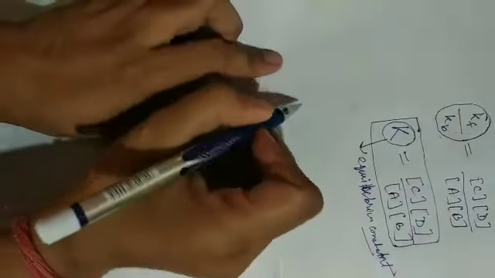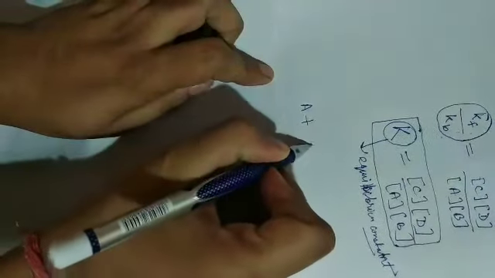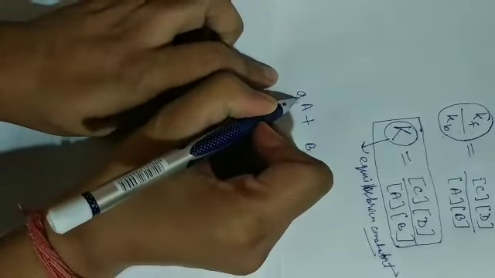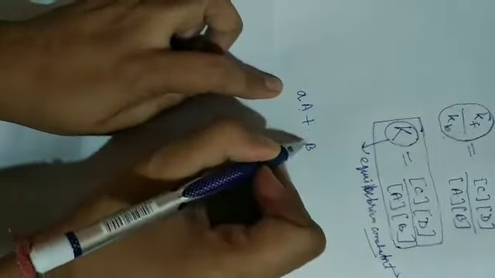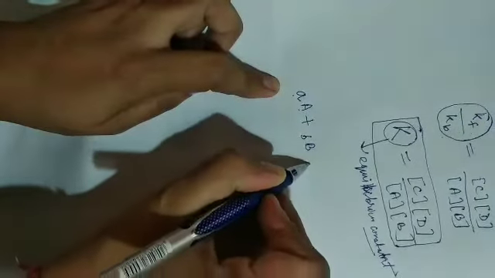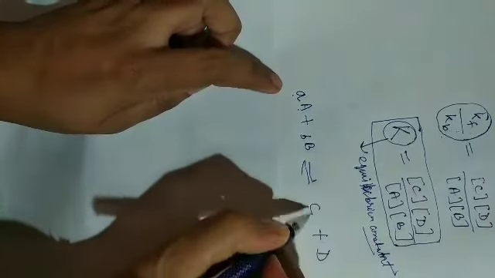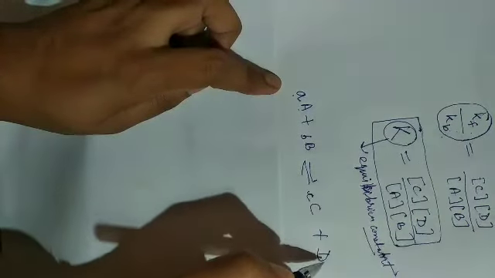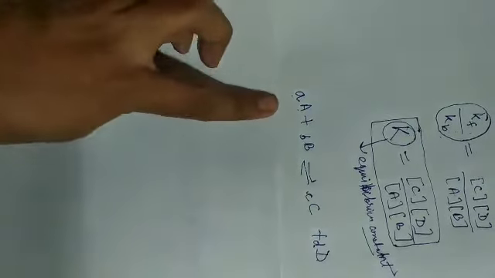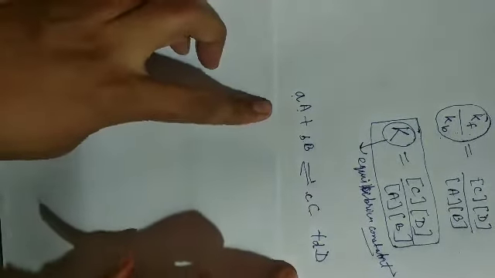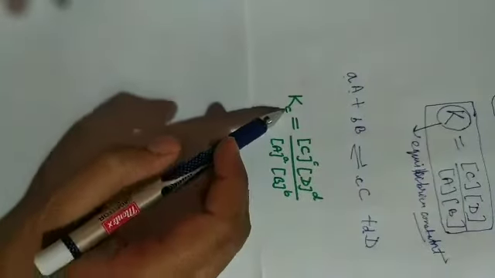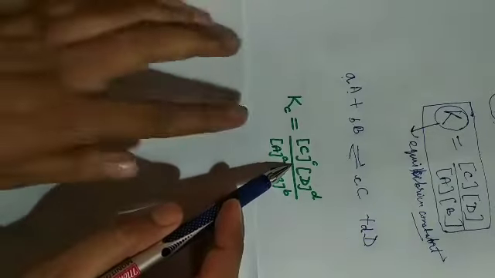And suppose we have a reaction with the reactants A and B having some stoichiometric coefficients, small a for A and small b for B, and they are in equilibrium with the products C and D, where C has stoichiometric coefficient small c and D has small d. According to the law of mass action, the equilibrium constant for this reaction is termed Kc here, because we are considering the concentration term.